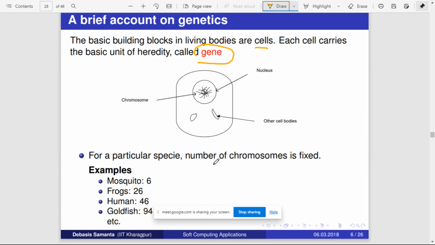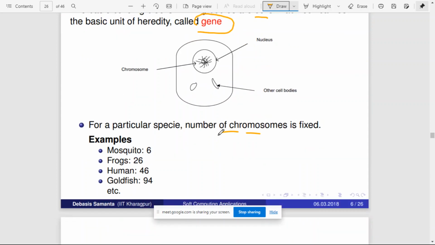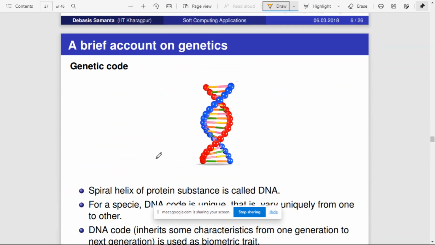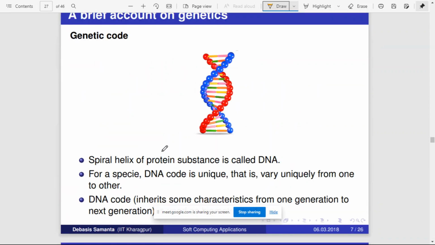There will be a certain number of chromosomes, and these are fixed for different species. For example, in mosquitoes the number of chromosomes is 6, in frogs it is 26, in humans it is 46, in goldfish it is 94. Like that, the number of chromosomes is fixed for different species. Genes can also be called genetic code, which is, for a particular species, the unique DNA code.